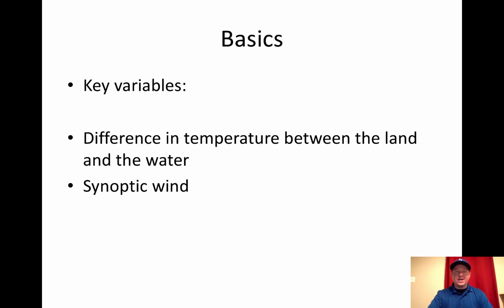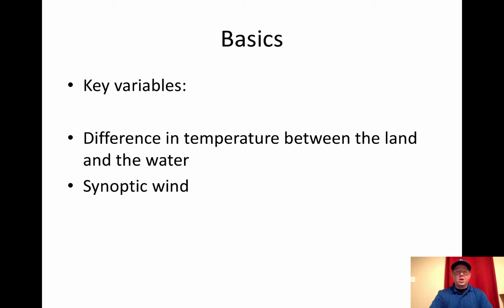All right, so some of the basics, some of the key variables when we're talking about lake sea breezes is the difference in temperature between the land and the water. That's really one of the biggest factors that's going to drive this. Also, the synoptic wind. Is the synoptic wind opposing that lake sea breeze, or is it helping that lake sea breeze? If you have a synoptic flow that's opposing the sea breeze or the lake breeze, it's not going to go in as far. It's not going to move as inland.